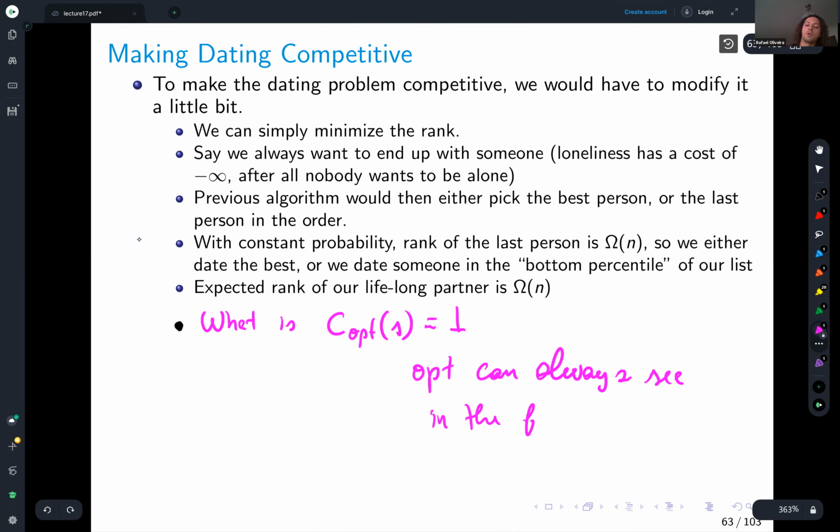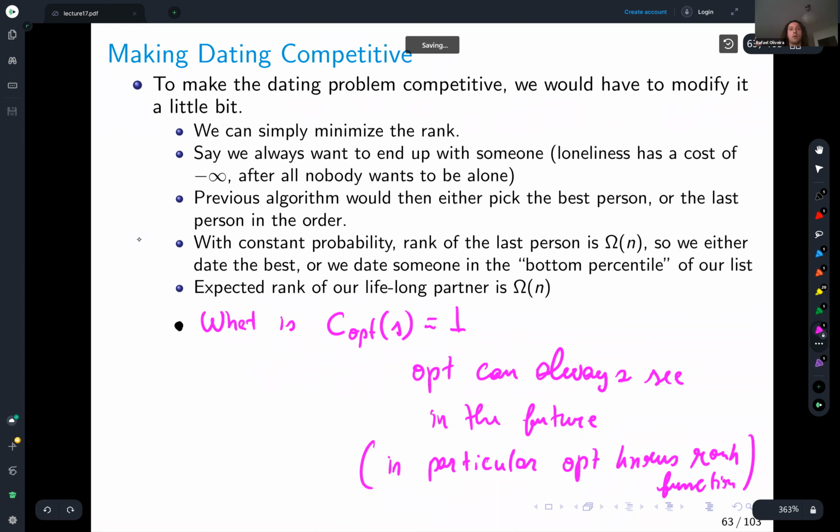In the future. So in particular, just to go back to what Joey was saying, we can just say that opt knows R, the rank function. So opt will always say, okay, you're not the best, I know the best will come. And then once the best person comes, okay, yeah, you're the best, I'm going to end up with you, right?